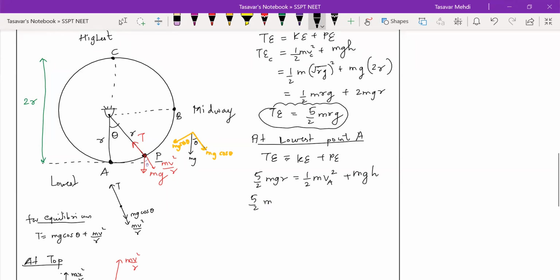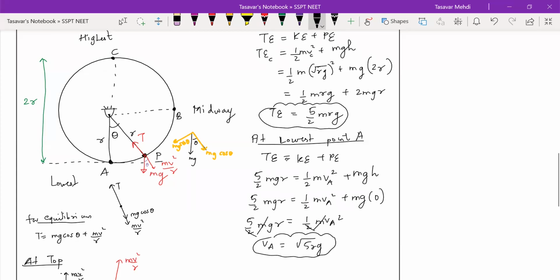5 by 2 mgr. Can you tell me what is the height of point A from the reference line? Sir, it is 0. It is actually on the reference line, so it will become 0. Half mv square equals 5 by 2 mgr. m and m will cancel. 2 and 2 will cancel. So I can write VA will be equal to under root of 5 rg. So this is the velocity at point A. Perfect.